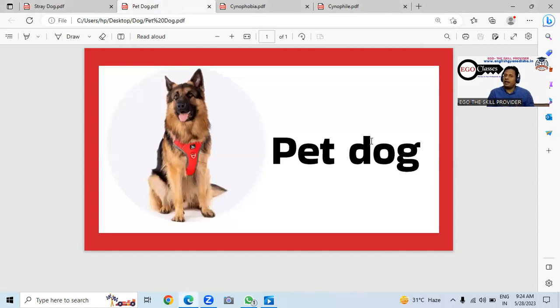Pet dogs have a home. People keep these dogs as pets, and sometimes you can find them trying to take them for housebreaking. Housebreaking is trying to educate them how to urinate outside. That is called housebreak. Okay, so one is called stray dog, the other is called pet dog.